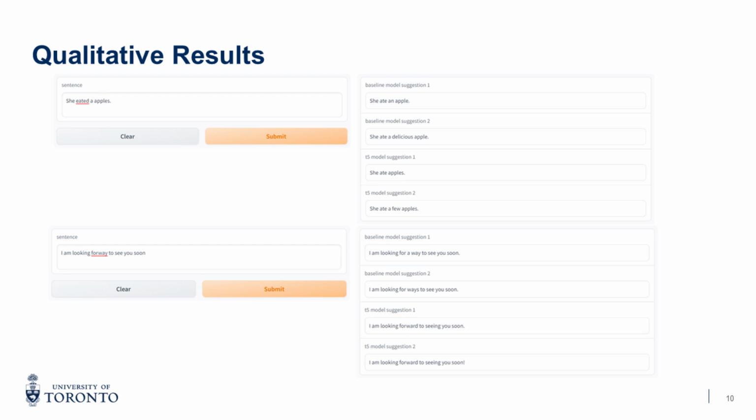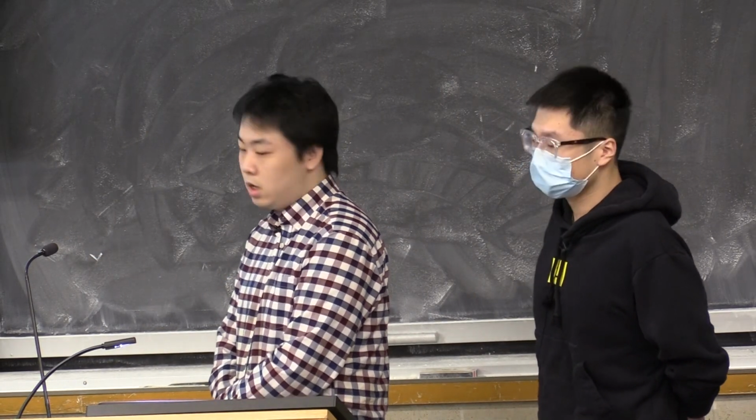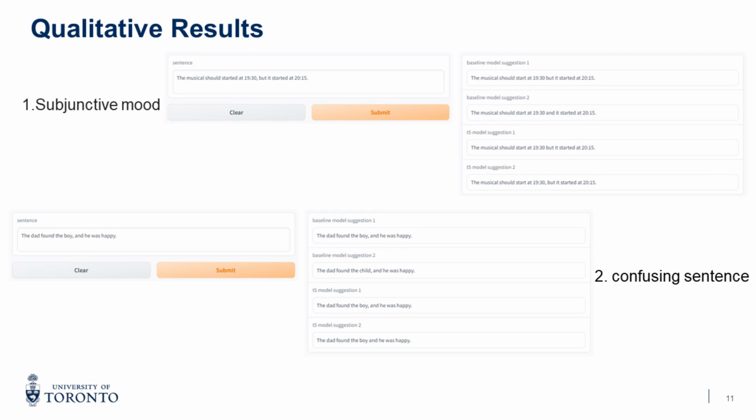And our T5-based model works pretty well on these examples, and it can detect multiple errors in one sentence. There are 2 kinds of errors we find our model cannot detect. The first is the subjunctive mood. We can see that our model corrects the sentence based on the word "should", but fails to consider the whole context. The second one is like this example: "The dad found the boy and he was happy." This sentence is grammatically correct, and even Grammarly can't detect any mistake, but it's misleading. We don't know who was happy, the dad or the boy.